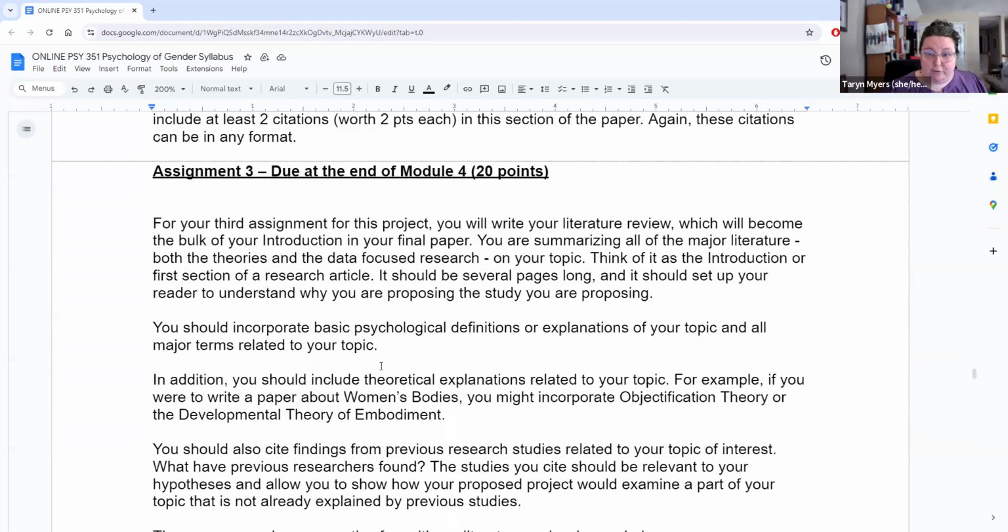And then at the end of module 4, you'll write probably your biggest chunk of the paper, and this is your literature review. A lot of people get confused about what's a literature review. Basically, if you read a research article in a psychology journal, your literature review is the introduction section, that first chunk, where you are going to introduce your topic, summarize the theoretical literature and the data focused literature about that topic, and lead up to your hypotheses. You're setting it up.